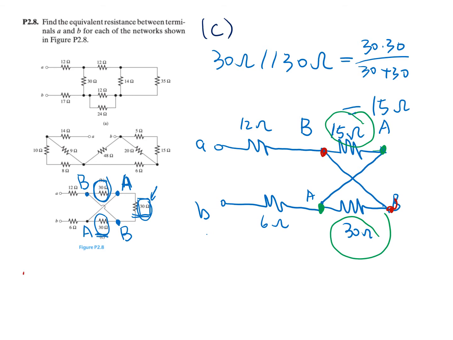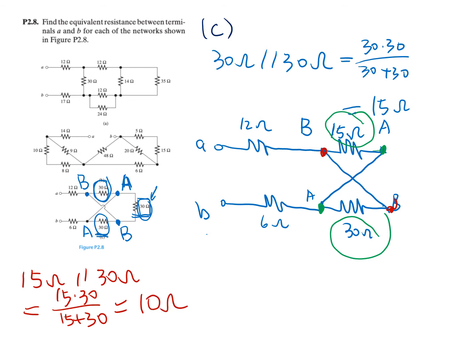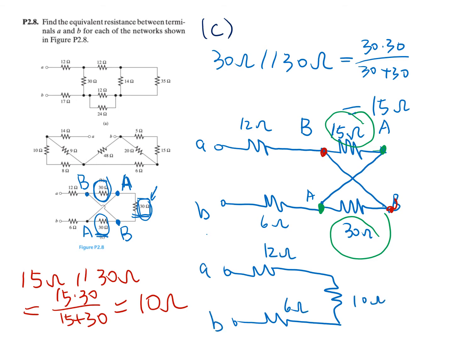We can combine 15 ohm parallel with 30 ohm. That's 15 times 30 over 15 plus 30. This is 10 ohm. So now the circuit becomes like this: 12 ohm, 6 ohm, 10 ohm, A, B. So now all of these three are connected in series.